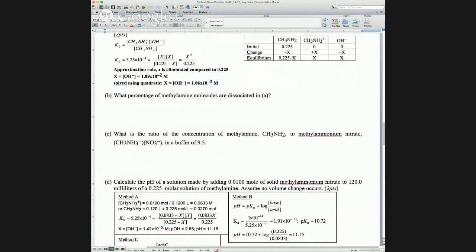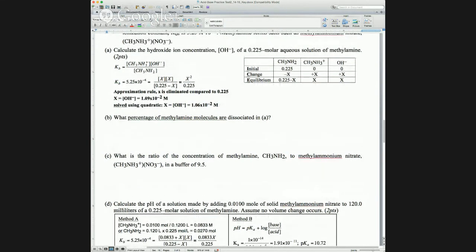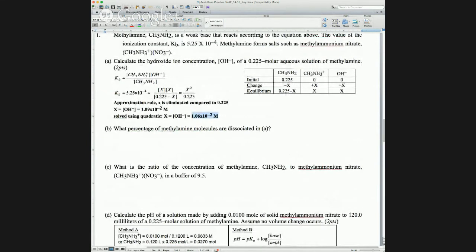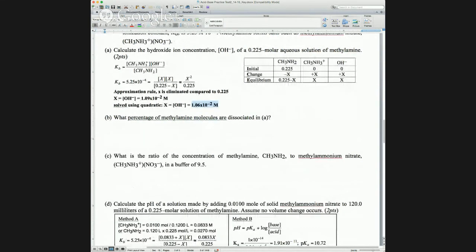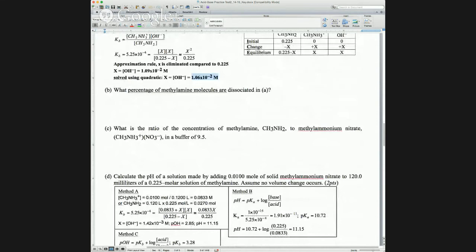Oh, I don't seem to have the answers on this. That's a shame. Well, I guess that's why we're doing this. So what percentage of methylamine molecules are associated in A? That is just the OH minus divided by the total concentration, which was 0.225, times 100. That gives you that. What is the ratio of this? So this is a buffer. This totally relates to what I want to do. You guys are asking all the questions I wanted to cover.